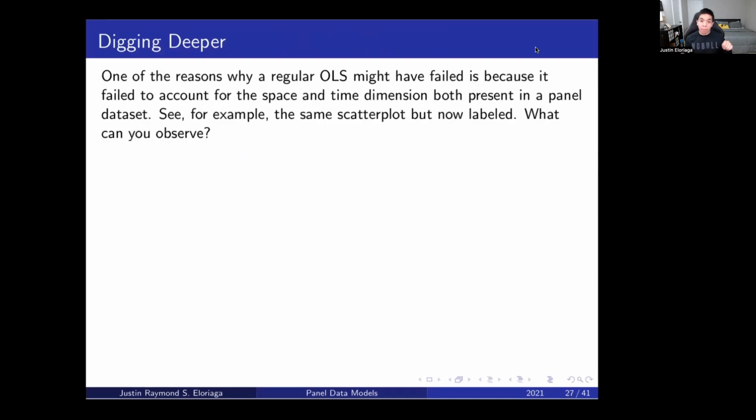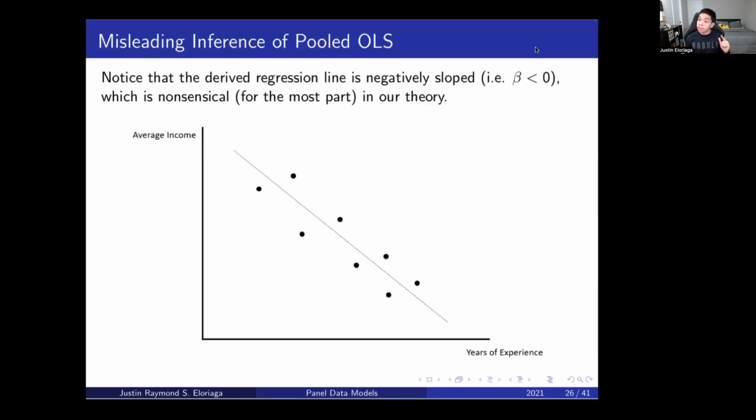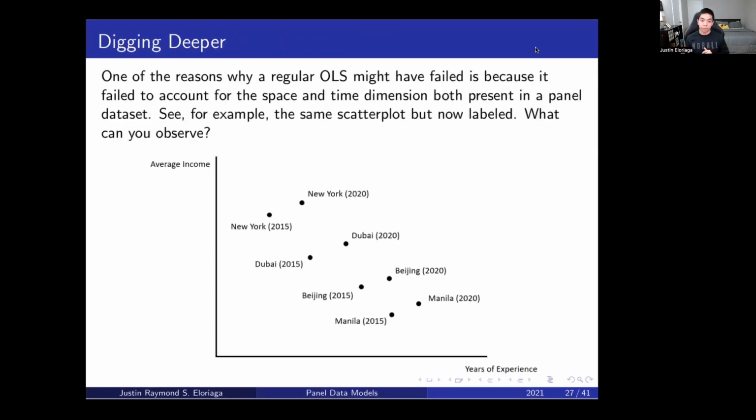And if we dig deeper, one of the reasons why a regular pooled OLS might fail is because it failed to account for the space and the time dimension which is present in panel data. So what I'm going to do is take the same scatter plot, but this time I'm going to label the data points.